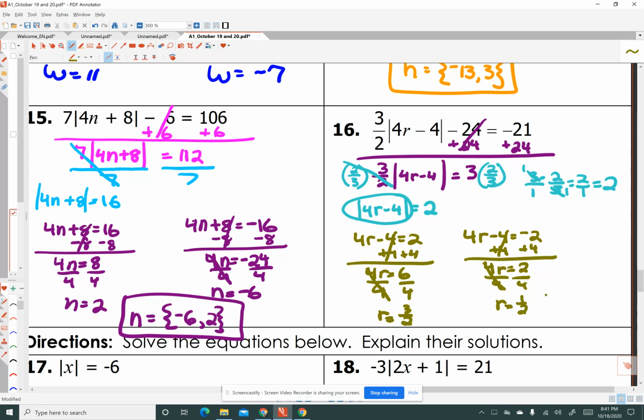Our final answer, r equals the set of, we have 2 positive numbers this time. Let's put the smaller number first. 1/2, 3 halves. That's the set of numbers that makes up the answer.